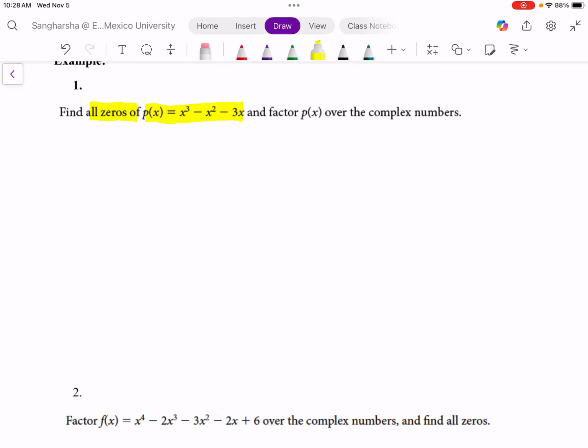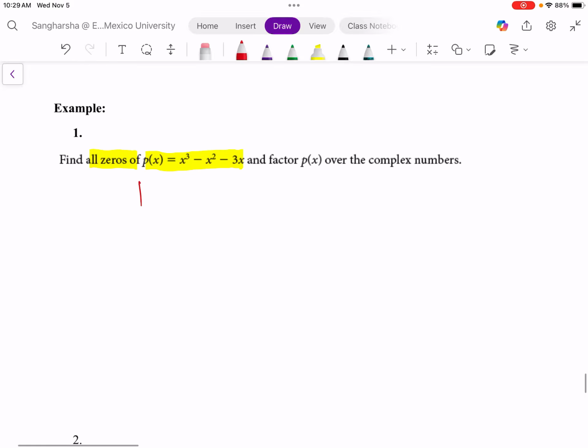So our polynomial function is p of x equals x cubed minus x squared minus 3x. To find the real zeros, we have to rewrite our polynomial function in factor form, okay? That is the easiest way. Now can we factorize here? Each term has an x in common, right? So let's factor out x.